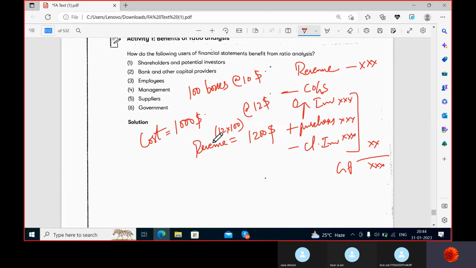There's no closing inventory in this. Please try to understand this example. No closing inventory, no opening inventory. So this cost is nothing but my purchases. Please tell me.